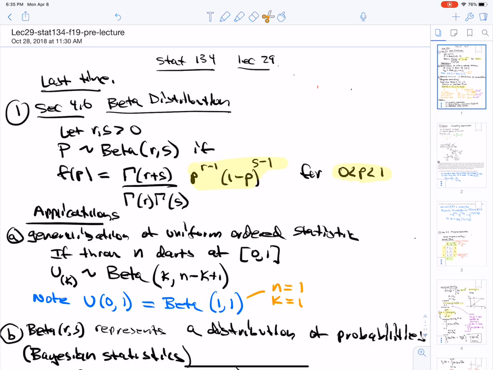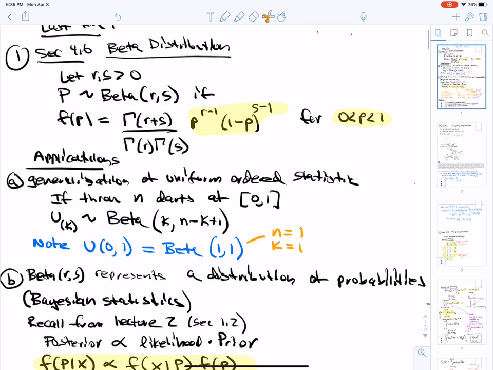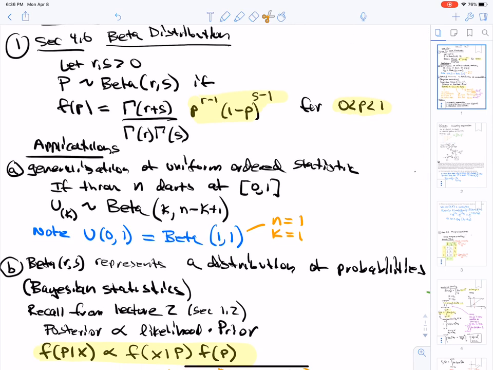The beta distribution has two parameters, r and s, and the density is given below with the variable part highlighted. The beta distribution parameter is between 0 and 1. An application of the beta is as a generalization of the uniform order statistic. So in other words, if you throw n darts at (0, 1), the kth order statistic is a beta(k, n minus k plus 1). Letting n be 1 and k be 1, we see that the standard uniform is a beta(1, 1).